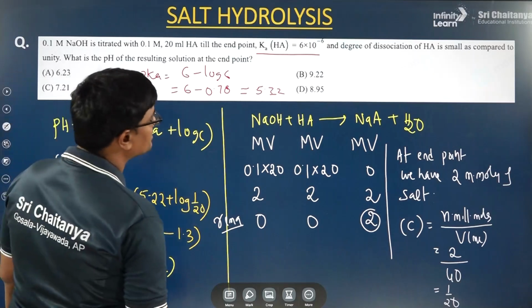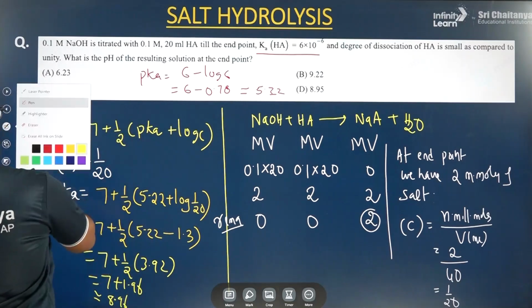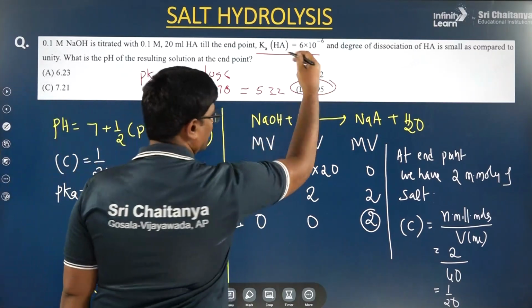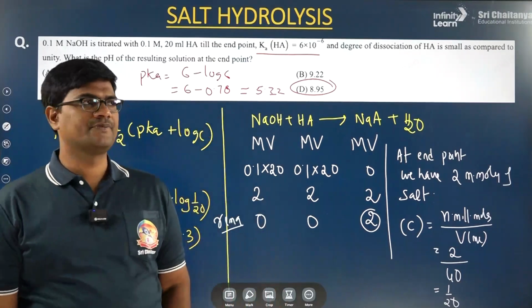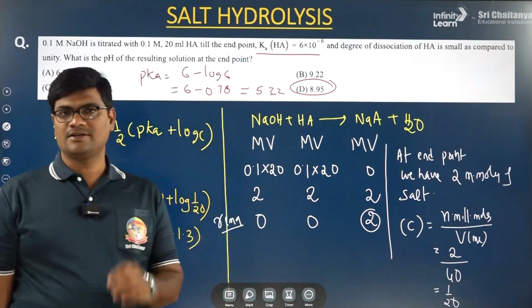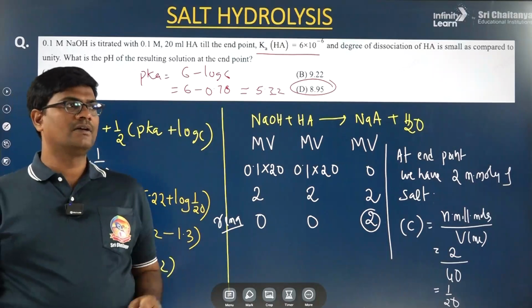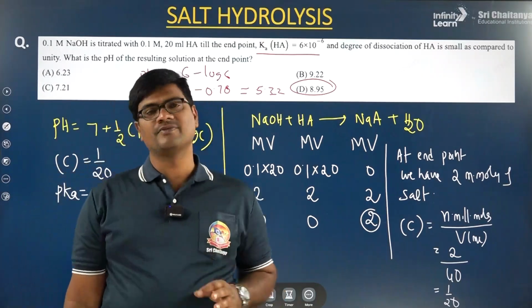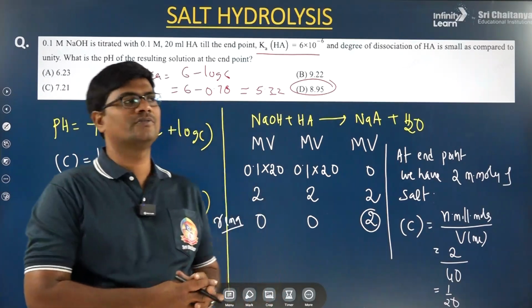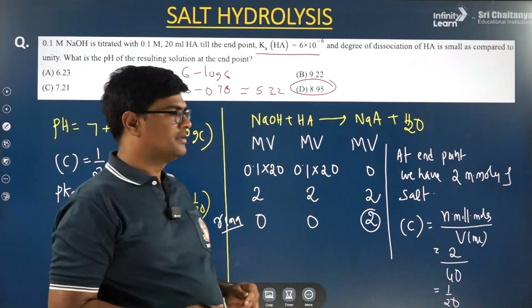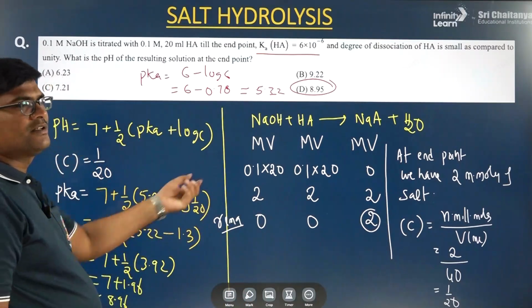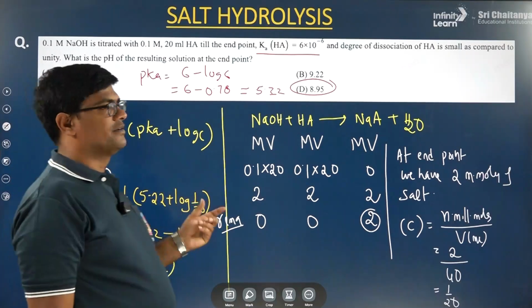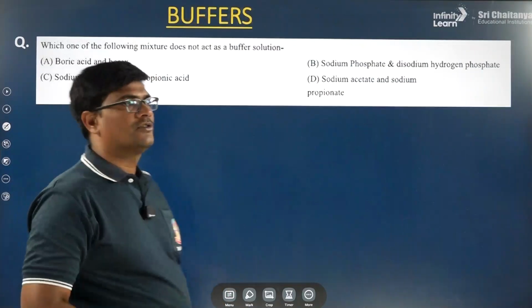What is the option here? Yes, we have 8.95. So, approximately we are going to get 8.95. Option D is the right answer. This is the titration principle, and here we are doing a titration of a strong base with a weak acid. At the end point, we get the salt of a strong base and a weak acid. For the weak acid, we have pKa, and the concentration calculation is very important here. So, be careful when you do the problem. Let's go for the next question.